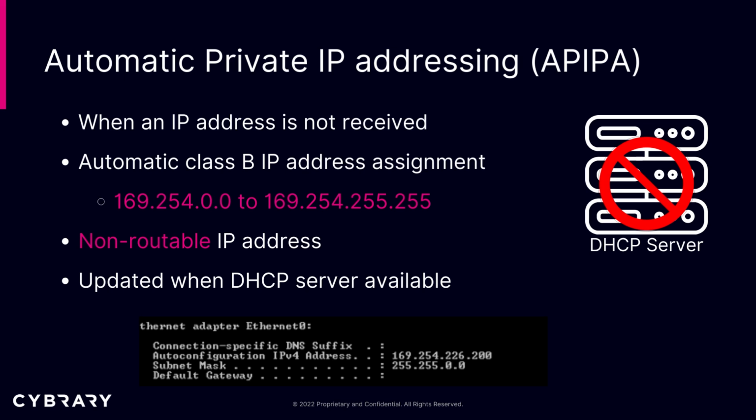And if you were to look at your IP address in a Windows format, this is how it's going to look. It's going to be a 169.254.x.x, and it'll have a 255.255.0.0 subnet mask. And again, this is not a routable IP address. You will not be able to get out to the internet nor connect to other devices until your DHCP server issues you a proper IP address to route across the network and out to the internet.